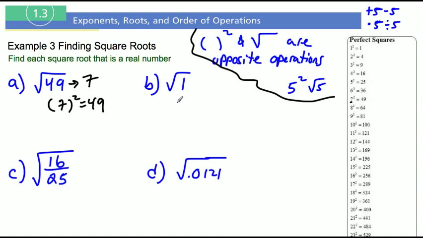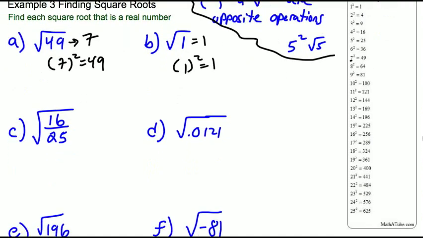Right here, this means what squared is 1. So what times what is 1, right? Because when I square it, it means I multiply something by itself. So what times what is 1? Well, wouldn't it just be 1, right? So the answer is 1. Okay. Going on to part C.